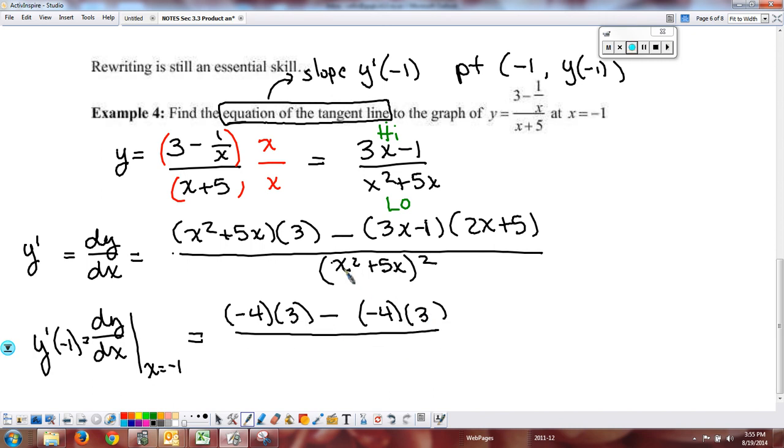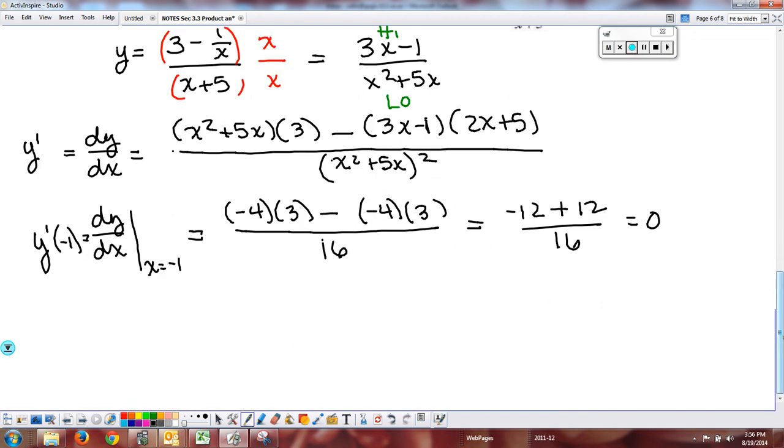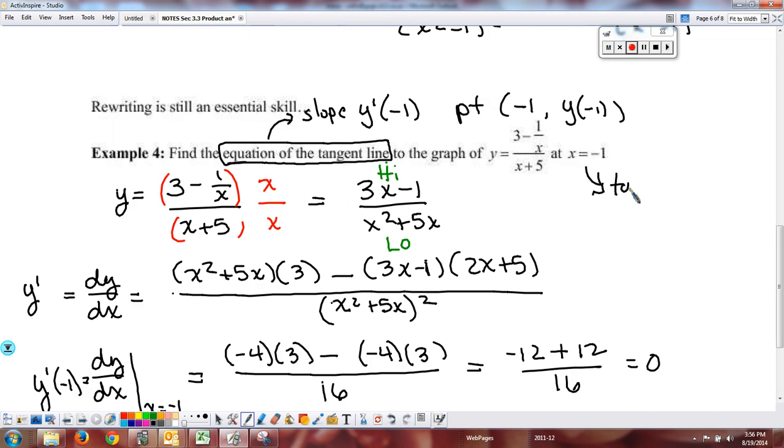All over, we already figured out that this is negative 4, but I'm squaring it, so I get 16. We combine these together, negative 12 plus 12, and we get basically 0. Okay? So what does that tell me is happening for the tangent line at x equal to negative 1? We know that the tangent line is horizontal, which means that coming up with the equation, what I basically need to do is to know this y value. So I come back in, I'm going to calculate y of negative 1.